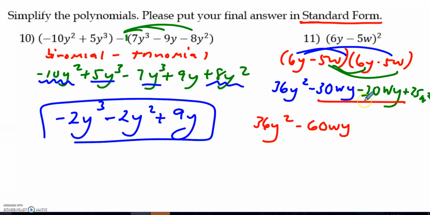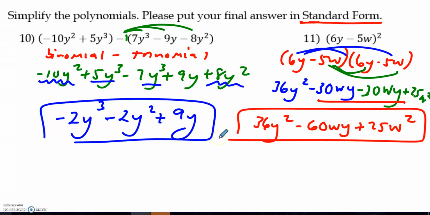Remember, the exponents do not change when you're adding, only when you multiply. And then plus 25w squared. Yes, this answer is in standard form because, again, as you may notice, the y exponents are going down, from y squared to y to the first to no y's, and then you're going from no w's to 1w to 2. So this is in standard form.